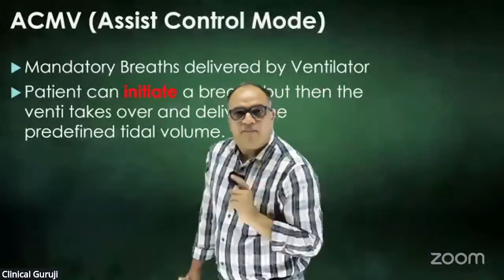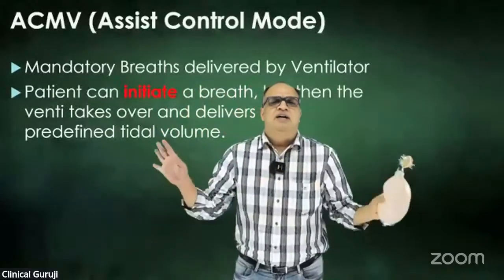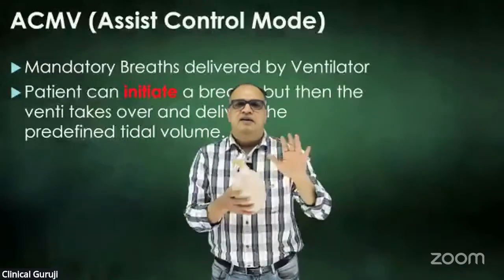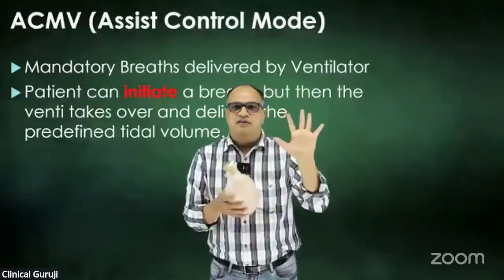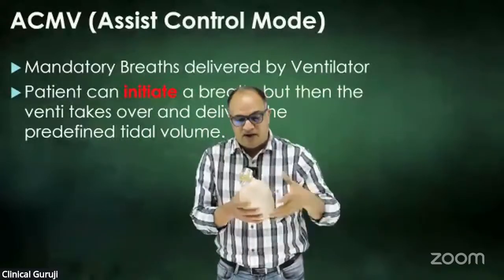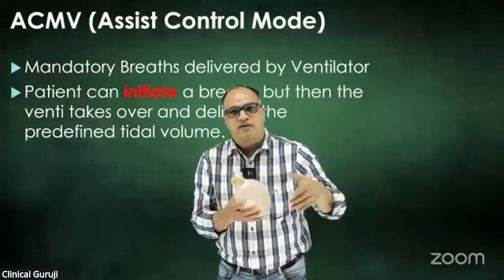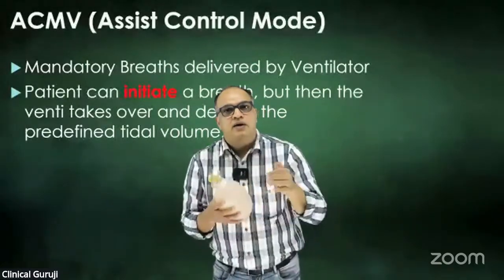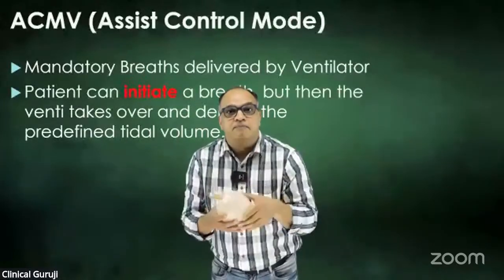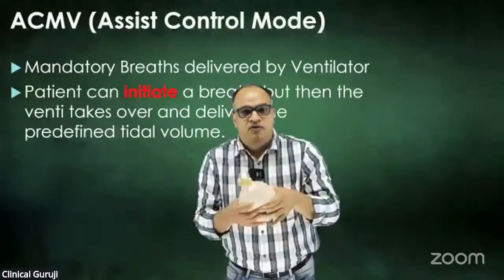So what will happen? Let's say a patient is kind of unconscious. The ventilator is giving breaths 500 into 12. One breath every 5 seconds. 1, 2, 3, 4, 5, 500 ml. 1, 2, 3, 4, 5, 500 ml. 1, 2, 3. Patient tried to gasp. Again 500 ml. 1, 2, 3, 4, 5, 500 ml.